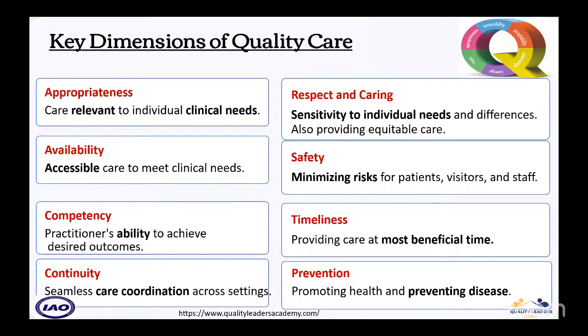Early detection and treatment through cancer screening, blood pressure checks is secondary prevention. Whereas preventing complications in people who already have the disease, for example, diabetes foot care to prevent amputations in diabetic patients, this is tertiary prevention. Okay, so these were the 8 dimensions of quality.